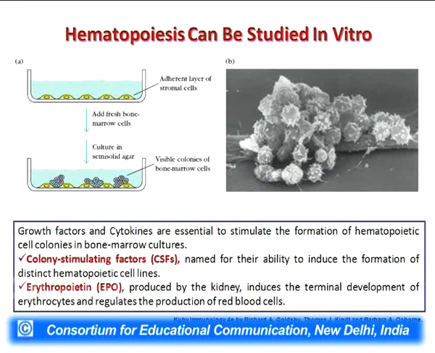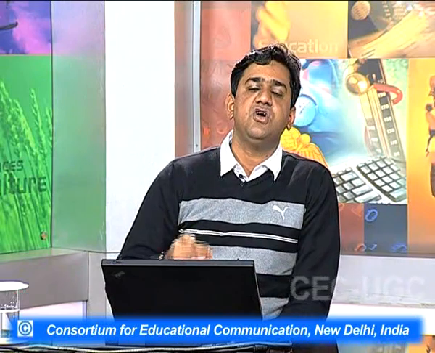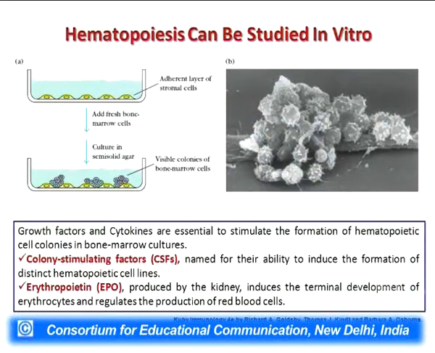So the growth factors and the cytokines, which are again protein molecules, are essential to stimulate the formation of hematopoietic stem cell colonies in the bone marrow culture. These studies have found two of the major growth factors and cytokines. First is called the colony stimulating factors, or CSF. As the name suggests, it has the ability to induce cell division and cell proliferation within the hematopoietic stem cell. And the second major factor found through this research in laboratory conditions is erythropoietin, or EPO.